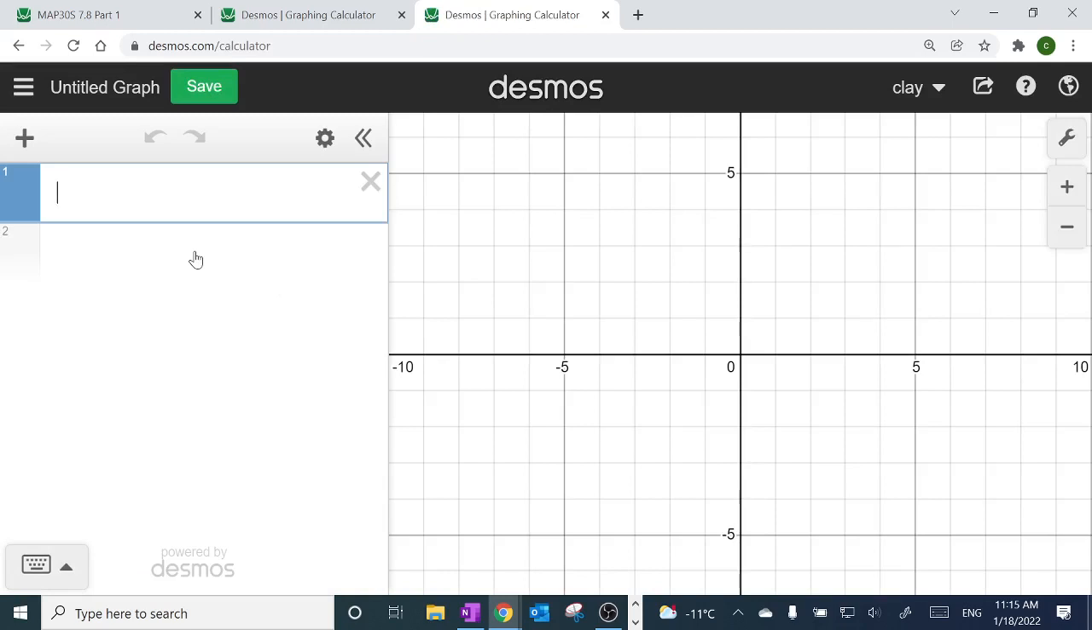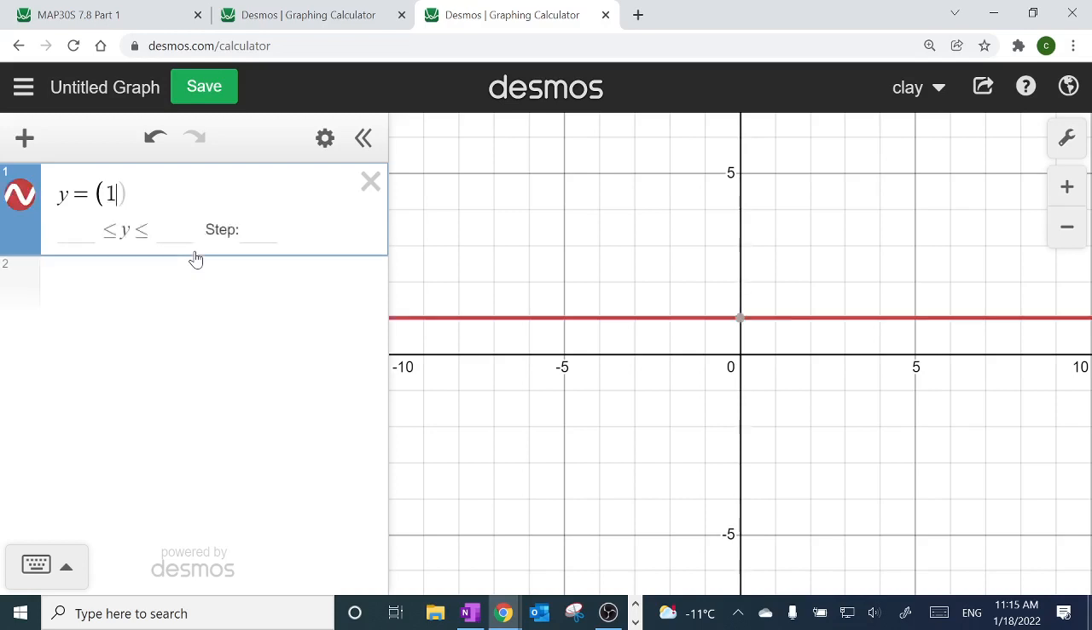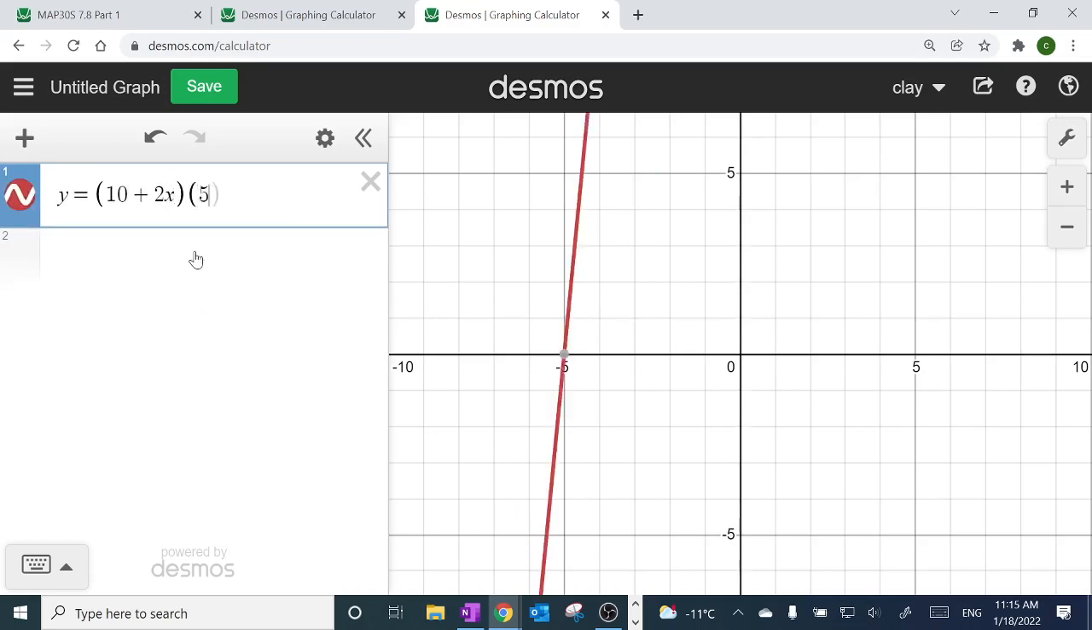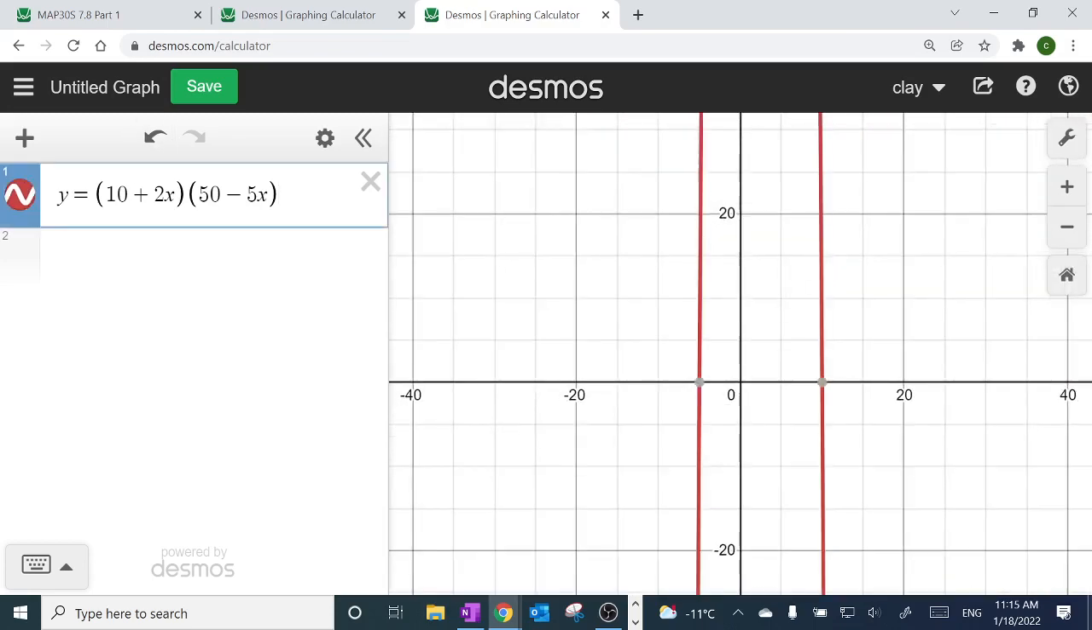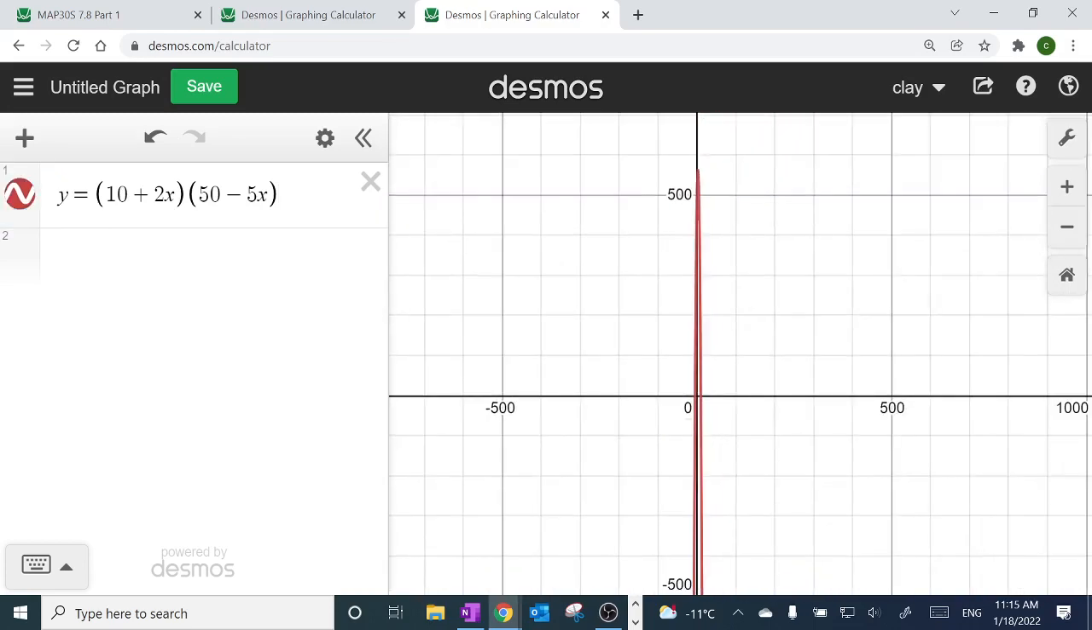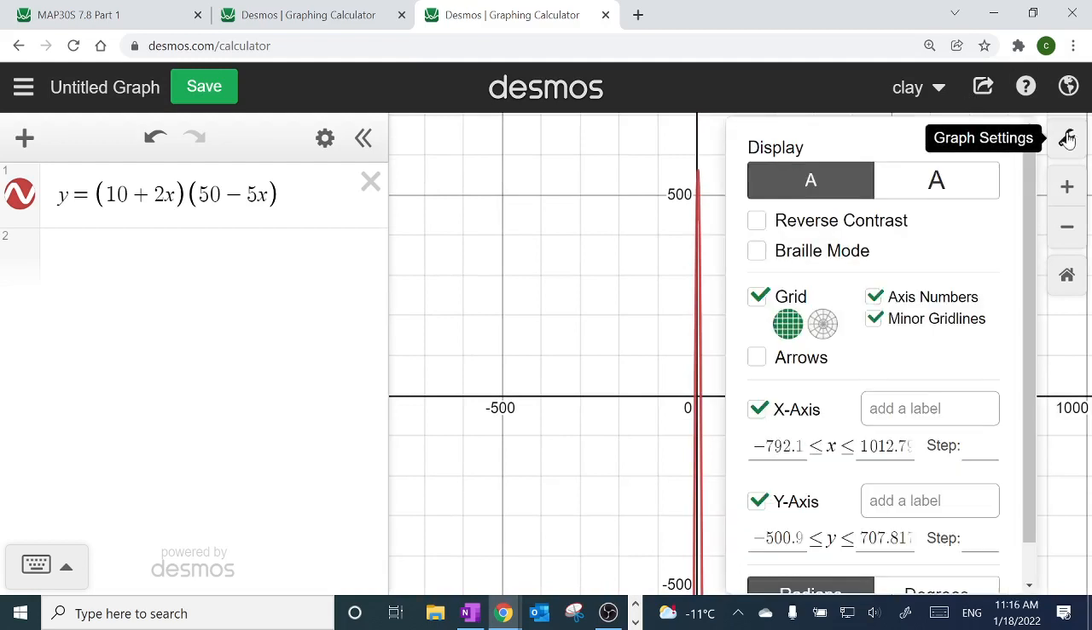So if I graph y equals, open a bracket, what did I say it was again? 10 plus 2x times, and then that was 50 minus 5x. And okay, this time because it wasn't a chart of values, I actually have to kind of drag my screen around to find, yeah, it looks like a straight line, doesn't it? There we go, there's my parabola. Isn't that a nice parabola? It's a little bit scrawny. Okay, well, we'll fix that.